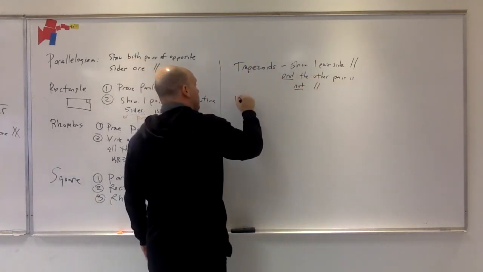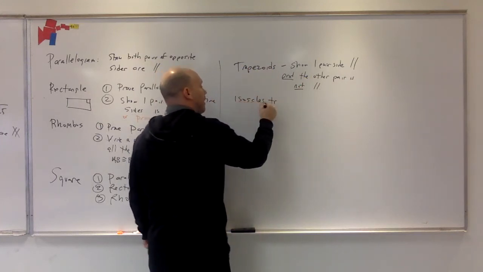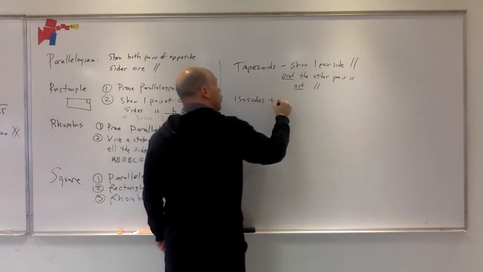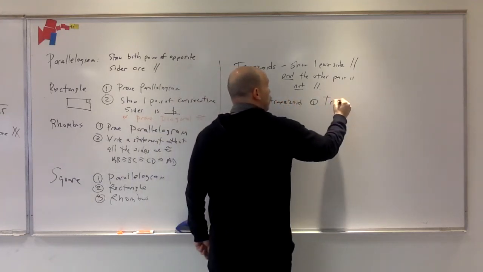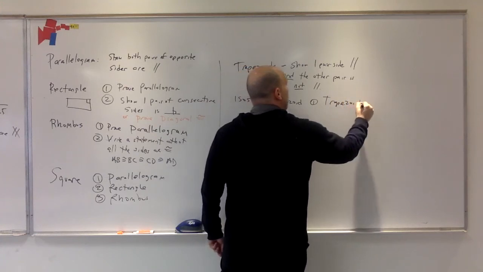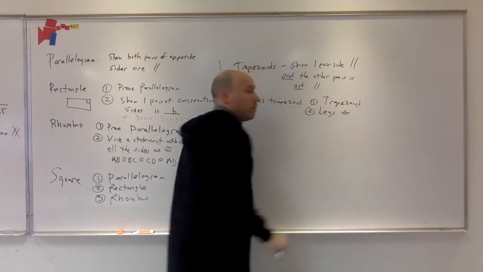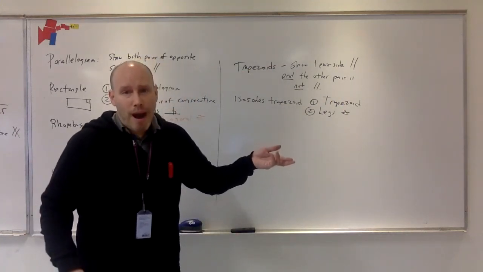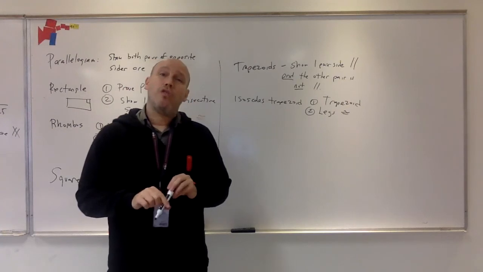Next thing, isosceles trapezoid. First, you have to show me it's a trapezoid. Second, you have to show me that the legs are congruent. So you've already shown me that they're not parallel, that's fine. But now, to prove it's an isosceles, you have to show me those legs are congruent.